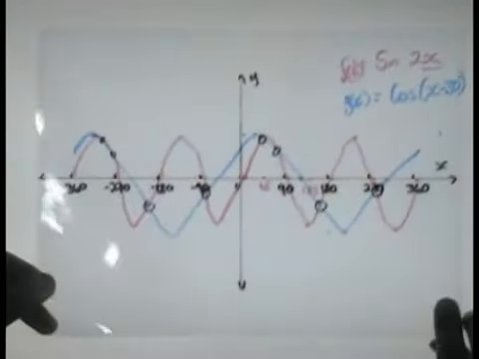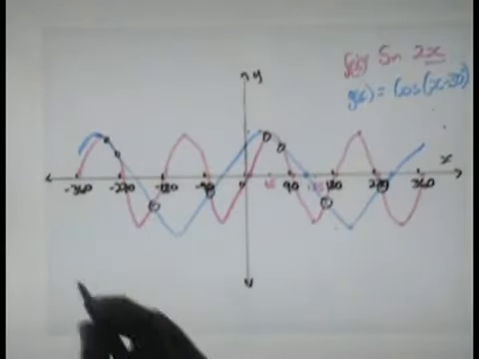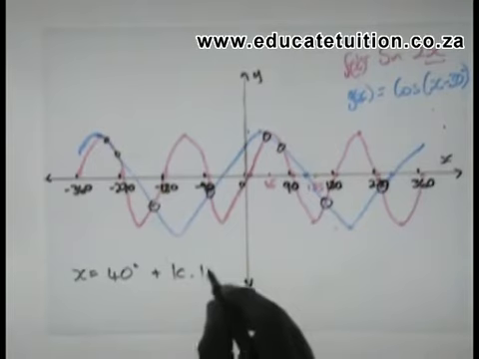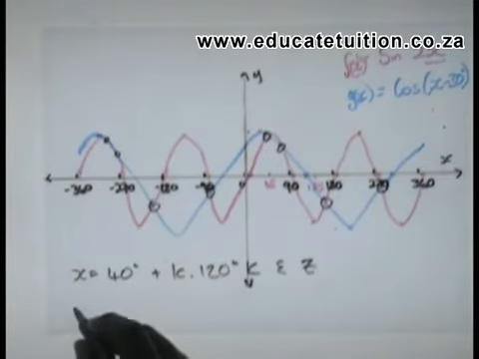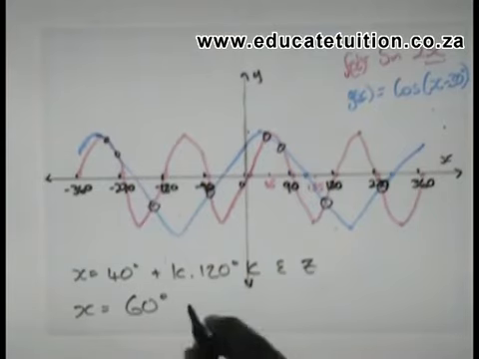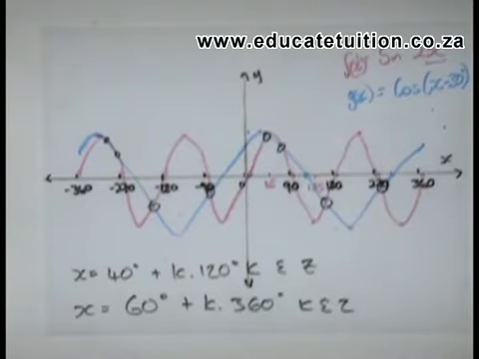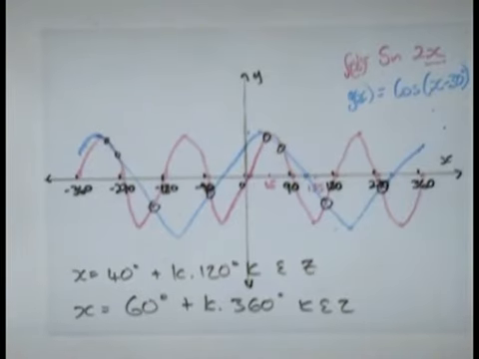I'm going to bring back on my graphs. On this, let us put our two solutions. Our one solution was x is equal to 40 degrees plus k times 120 degrees, where k is an element of integers. Our other solution was x is equal to 60 degrees plus k times 360, again where k is an element of integers. Now let's try and find our points of intersection.